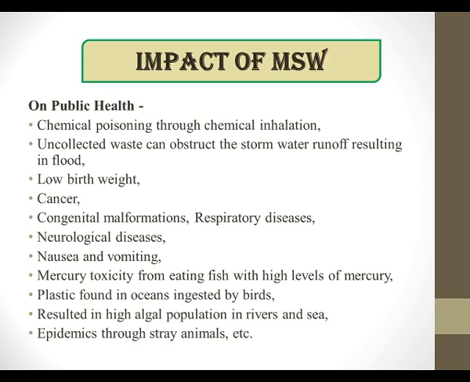Mercury toxicity from eating fish with high levels of mercury is caused by municipal solid waste. Plastic found in the ocean is ingested by birds, which results in a high algal population in rivers and seas. It also causes epidemics through stray animals.